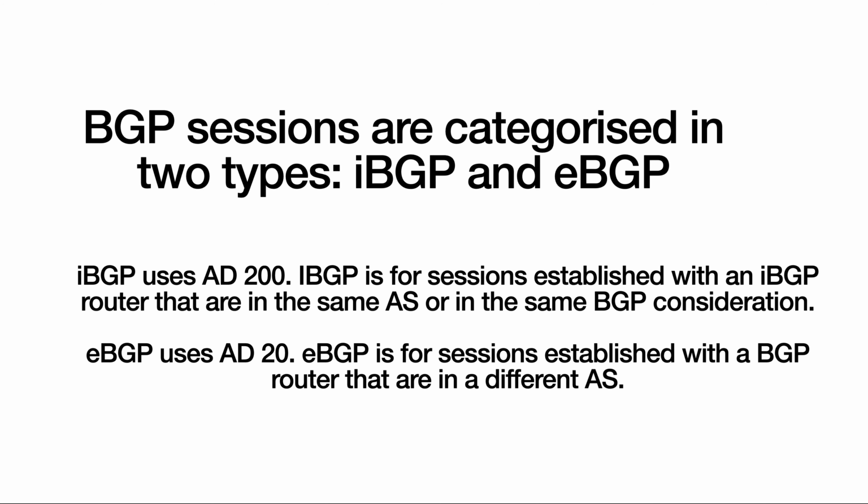So iBGP is used for sessions established with a BGP router that is in the same AS or in the same BGP confederation. Sorry, that should say confederation. But eBGP uses an AD of 20. So eBGP is for sessions established with a BGP router that is in a different autonomous system.